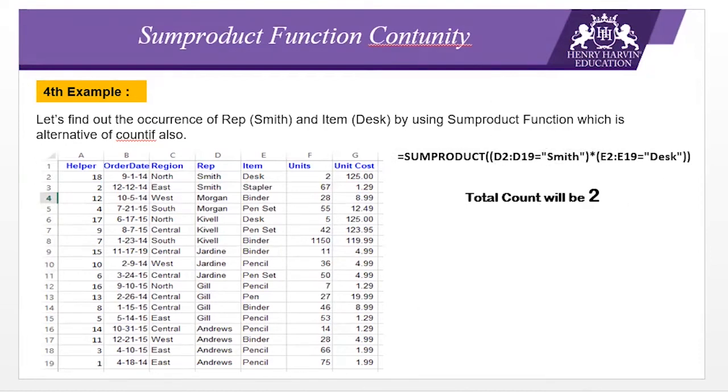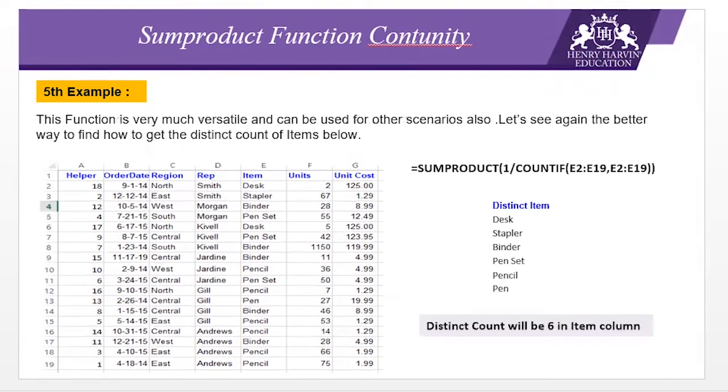Now you see the next one, the fifth example I'm showing you. This function is very versatile and can be used for other scenarios also. Let's see a better way to find the distinct count of items below. You can see in the item column we have repeated values. Task is repeated multiple times, and stapler is there, pen set is there, pencil is there, and binder is there. This is the table where we have defined 6 unique values. But if we have to use the SUMPRODUCT function, how can we find out the unique values?